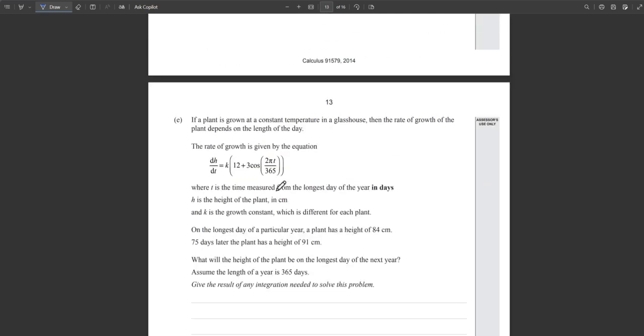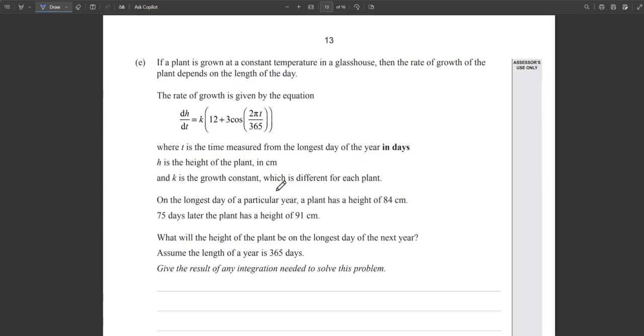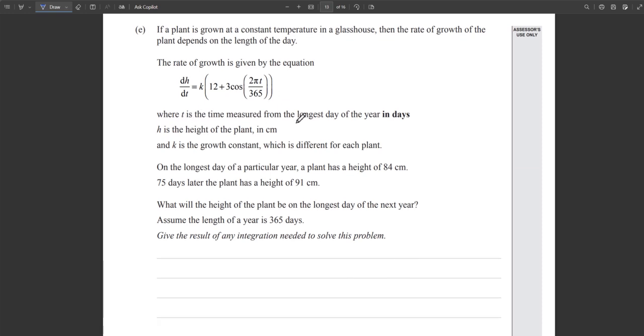Okay, we've got a differential equation here. If a plant is grown at a constant temperature in a glasshouse, then the rate of growth of the plant would depend on the length of the day. So we have this differential equation here. T is the time measured from the longest day of the year, so I just assume that is T equals 0 days. Then you have a growth constant on the longest day of a particular year.